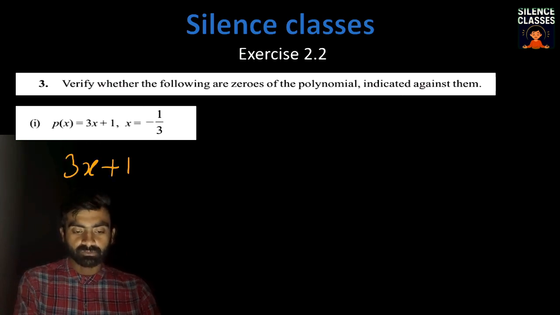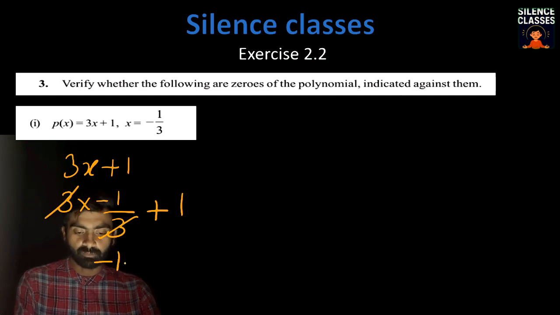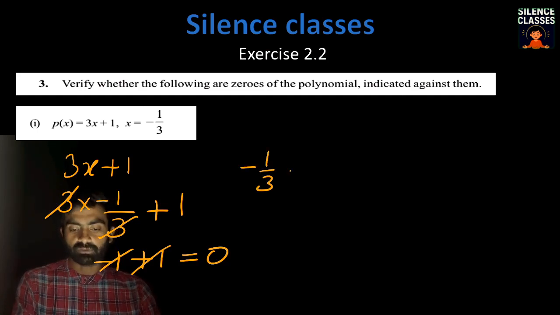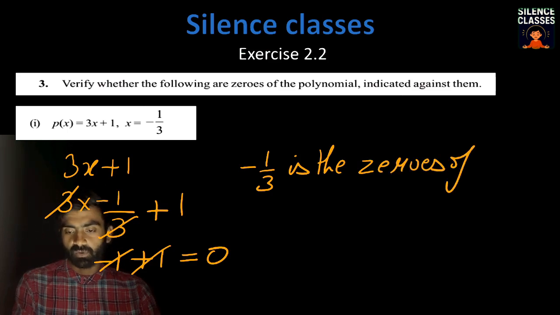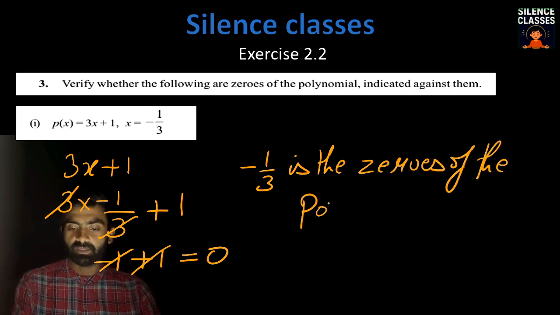3x plus 1. In the place of x, put minus 1 upon 3. So 3 times minus 1 upon 3 plus 1. 3 can be cancelled. Minus 1 plus 1 is equal to 0. So we can say minus 1 upon 3 is the zero of the polynomial.